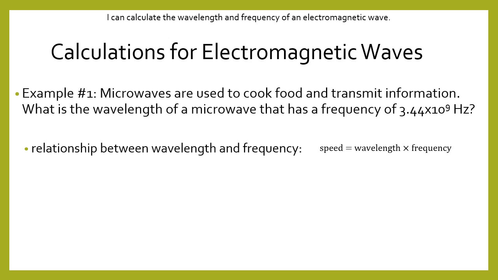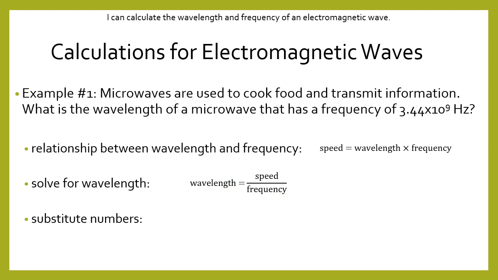So the fact that we're looking for wavelength here means we want to solve this equation for wavelength. So if I think about my algebra here, if wavelength is being multiplied by frequency, to get the wavelength by itself, I want to divide both sides by frequency. So that would give me the wavelength of the wave equals the speed divided by the frequency. So now that we have an equation for wavelength, we will substitute in our numbers that were given.